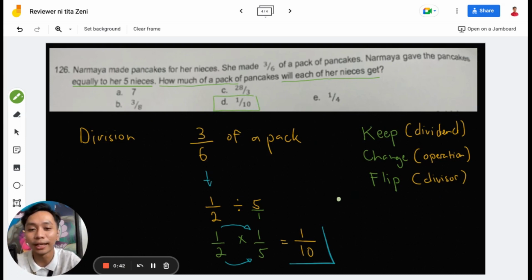So essentially, balikan natin ha. Inunawaan natin ano yung process na kailangan pagdaanan. Ang keywords ang nakatulong. So how much will each get? Yun yung ginamit ko para malaman that I need to divide somehow. And then of course, yung given information, yun lang din yung ginamit ko to solve for what is being asked. Hopefully nakatulong itong video na ito.